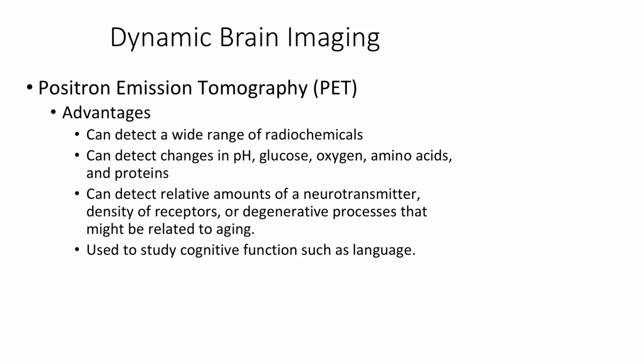So PET has many advantages. The advantages of PET are it can detect a wide range of radiochemicals. It can also detect changes in your pH, glucose levels, amino acid levels, and proteins. It can detect relative amounts of a neurotransmitter, density of receptors, or even degenerative processes that might be related to diseases or things such as typical aging. And it can be used to study cognitive functions such as language.